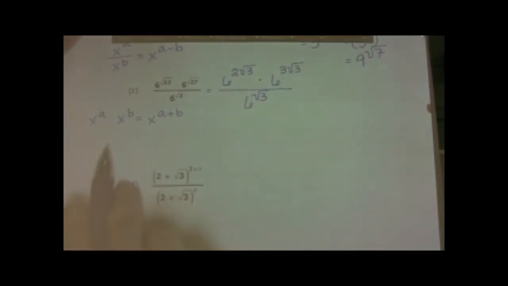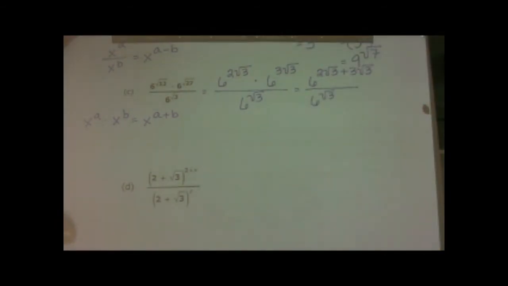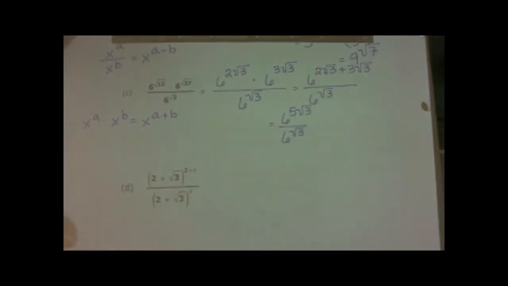Now in my numerator, I'm going to use this law, and this is going to give me 6 to the 2 square roots of 3 plus 3 square roots of 3. And this is divided by 6 to the square root of 3 power. Now 2 square roots of 3 plus 3 square roots of 3 is 5 square roots of 3. So this is 6 to the 5 square roots of 3 power over 6 to the square root of 3 power.